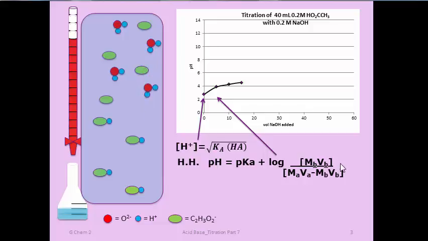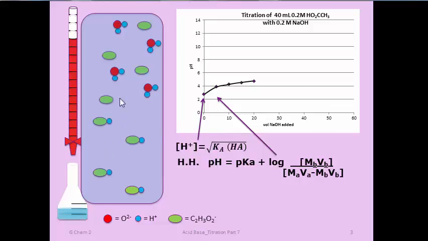So consequently you can just figure out how much conjugate base is present by taking the molarity of the base times the volume of base added. But then you need to divide it by the acid concentration that's remaining. Well, how much did you start with, minus how much base was added, which neutralized it. And consequently you'll be able to find out the pH at any time.